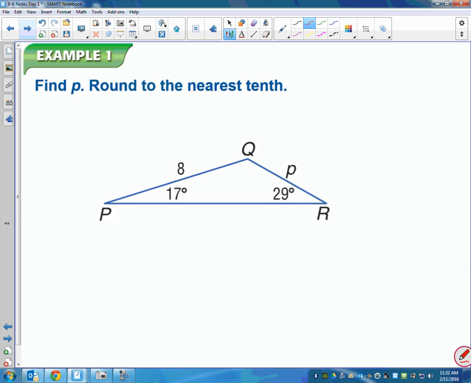How do I know what to set up? You have to use an angle and the side that you know across from it. Do we know an angle and a side across from it? We know angle R and we know the side across from it, which means I'm going to have to use that. And what am I trying to find?